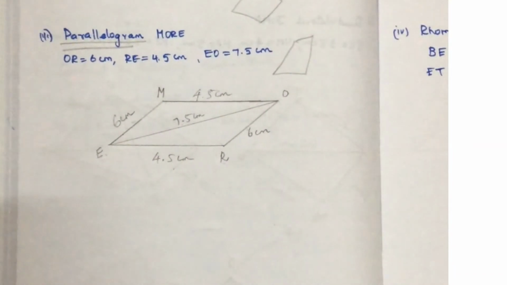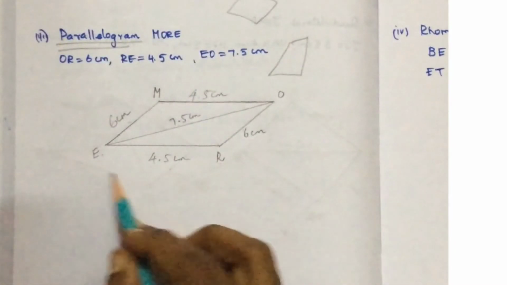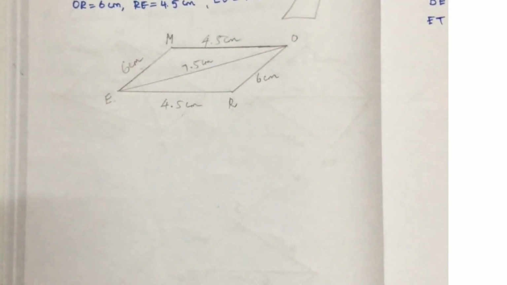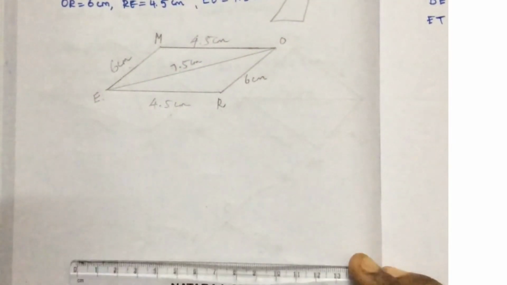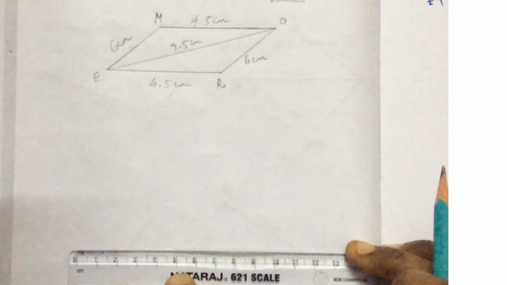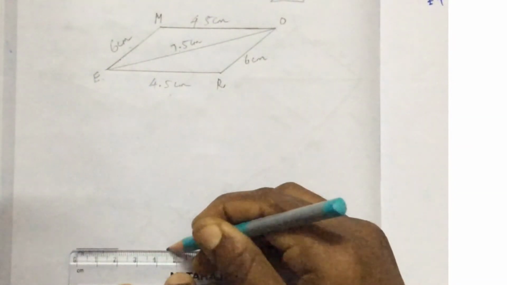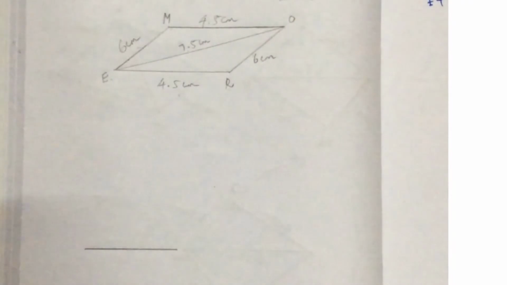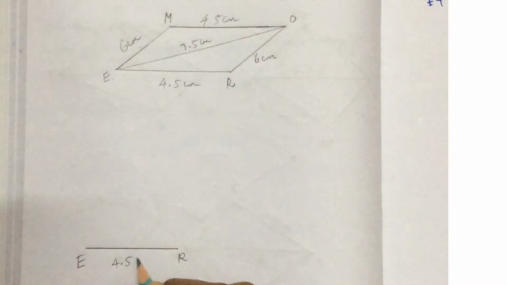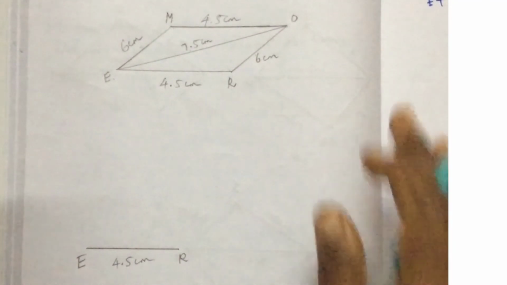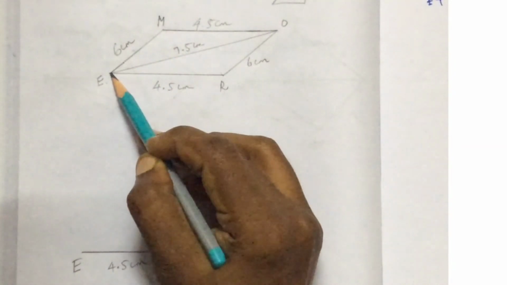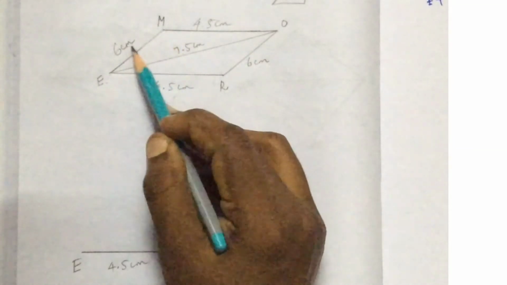Now we know that opposite sides are equal, so this is also 4.5 cm and this is 6 cm. Now we are going to construct that. First let me start with ER 4.5 cm. Draw 4.5 centimeter. ER 4.5. This is E and this is R, which is 4.5 centimeter.